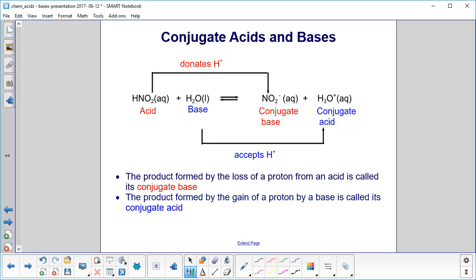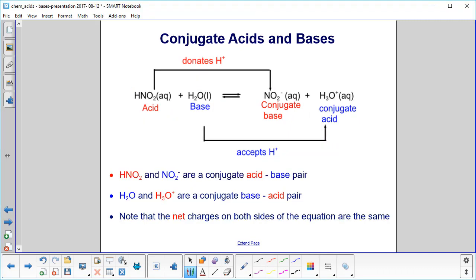The product formed by the loss of a proton from an acid is called its conjugate base. So over here we have the nitrous acid. It donated a proton over to this guy, so it lost one, and it became this over here, the NO2-, the nitrite ion. So this is the acid, this is its conjugate base. How about this guy? This base picked up a proton, and it became an acid, the hydronium ion. So this is the base, this is its conjugate acid.